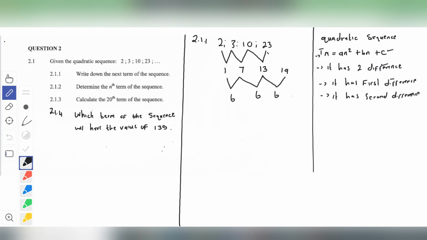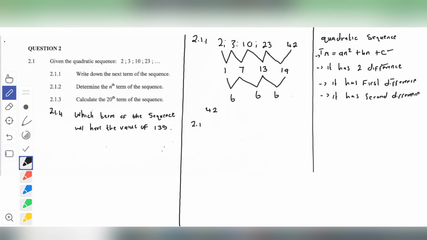Then I need to combine these two, so it's going to be 23 plus 19, which is 42. Can you see how we find the next term without using the formula? So the next term is 42, right?